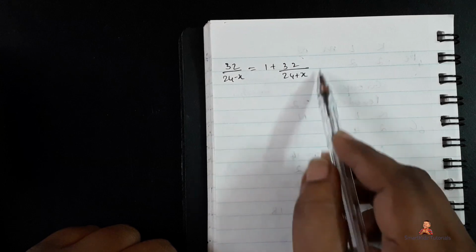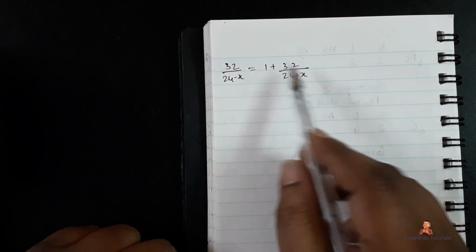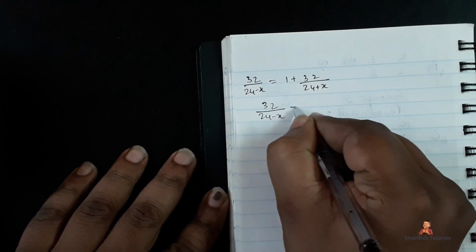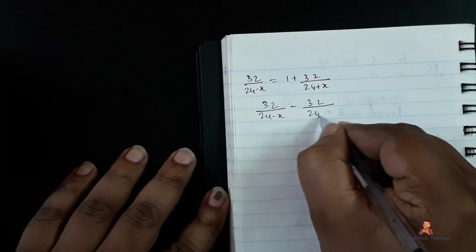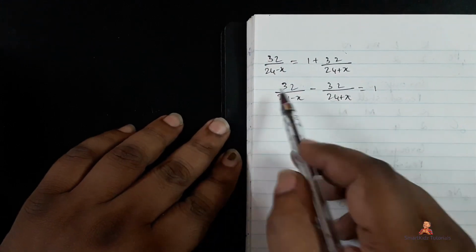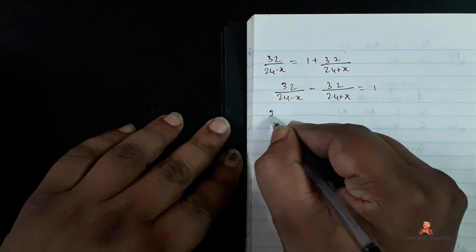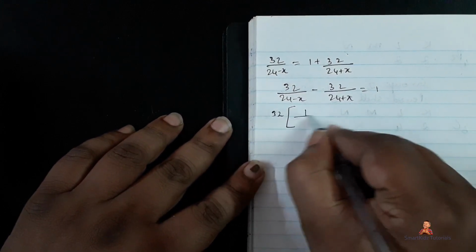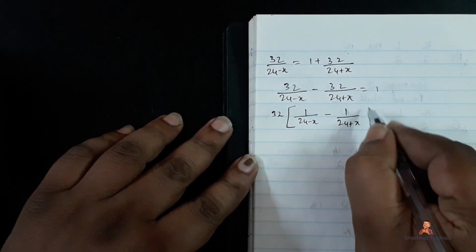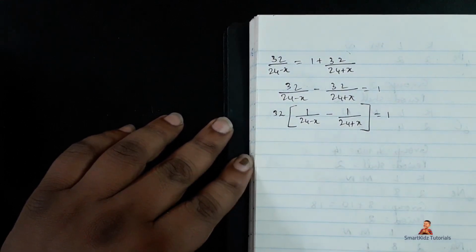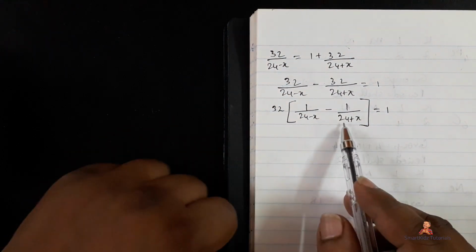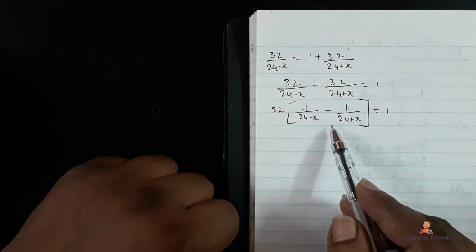All I'll do is take this 32 upon 24 plus x to the left hand side. Okay, 32 upon 24 minus x minus 32 upon 24 plus x equal to 1. Now that I've done that, I'll take 32, which is common to both, out like this, and I'll be left with 1 upon 24 minus x minus 1 upon 24 plus x equal to 1. Once this is done, next we need to take the LCM.